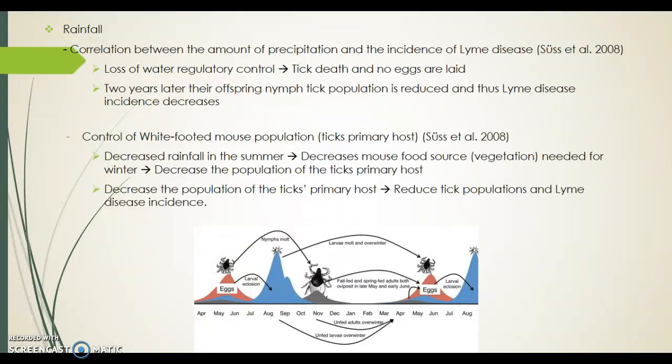The other factor related to climate change is rainfall. So there is a relationship between the amount of rainfall or precipitation and the incidence of Lyme disease.